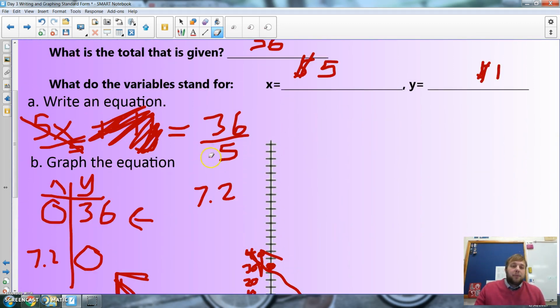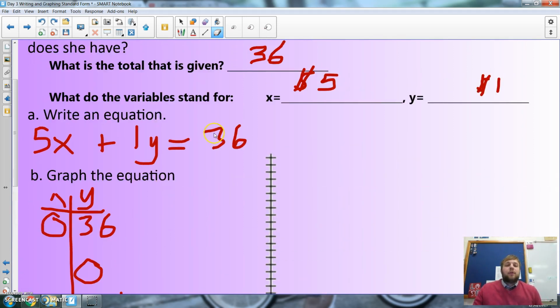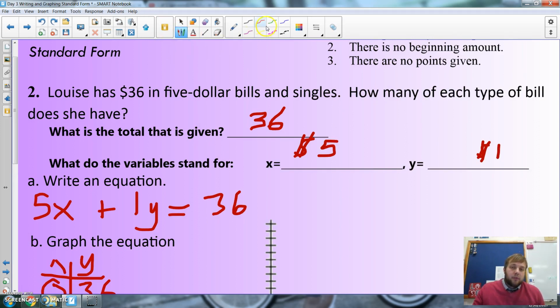So I'm going to come back up here to this equation before I erased it. It says, if Louisa had two $5 bills, so she has two of these, that's going to give me 10. So that's going to be 10 plus y equals 36, because I have two 5s. So 10 plus y equals 36.